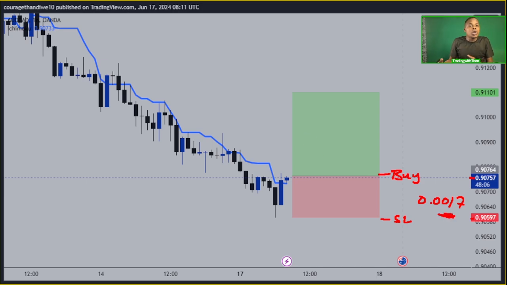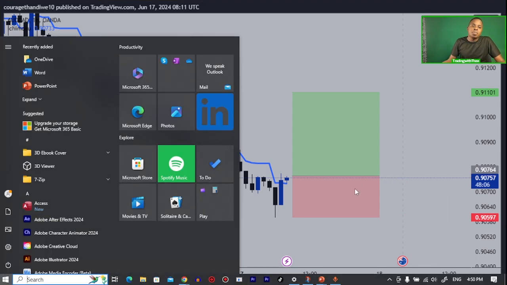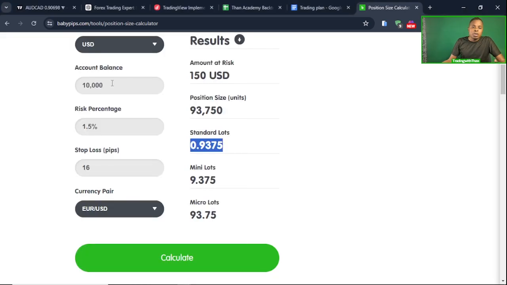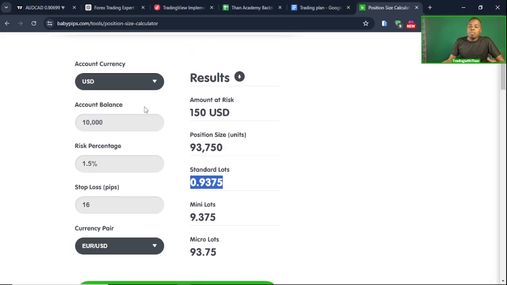Now, how do you calculate the lot size here? We can use online tools. These are free, and you can find them on Google. You can just search for position size calculator. In this case, I'm going to use the position size calculator from BabyPips. The account size, which is the account balance, is $10,000, so just put $10,000 here, and then I typed in 1.5% as my risk. Risk percentage 1.5, and the stop loss in this case is 17 pips.